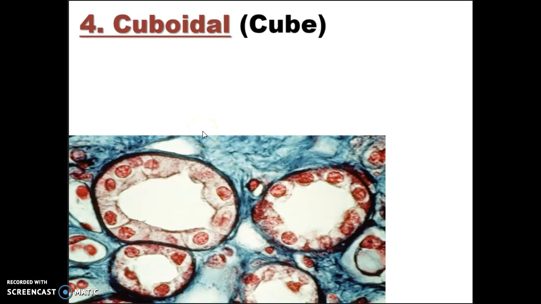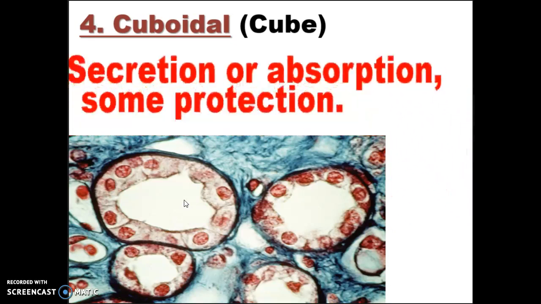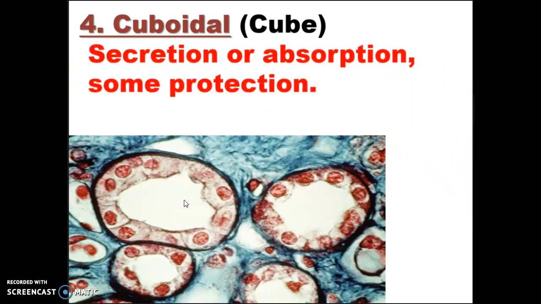Cuboidal means they're cube-shaped. Again, here's a nice picture of some ducts, some glands, ducts from glands. And these are differentially dyed, so they show red, and the connective tissue behind it stays blue. So these are simple cuboidal, because there's one layer, and they're cube-shaped. This open area in the middle is called the lumen, which just means open area. There's no cells in there, just where the fluid flows through. Or saliva flows through it, or sweat flows through it, whatever type of duct it is. They're for secretion or absorption, and some cuboidals are for protection. There's also stratified cuboidal, but I'm not talking about that.